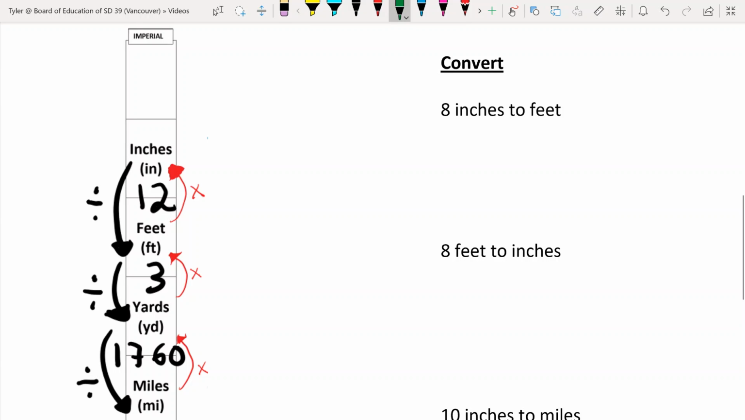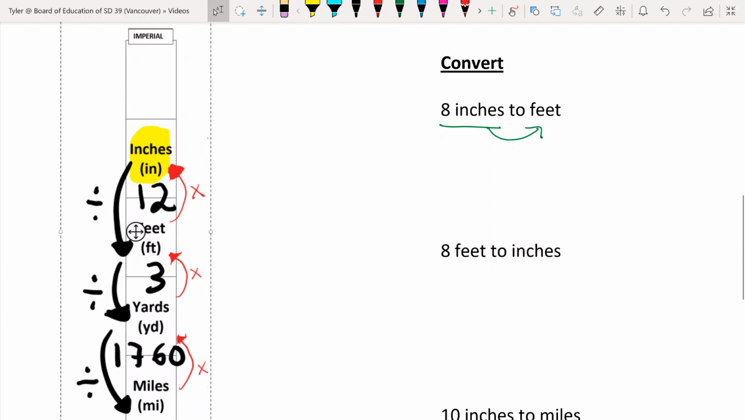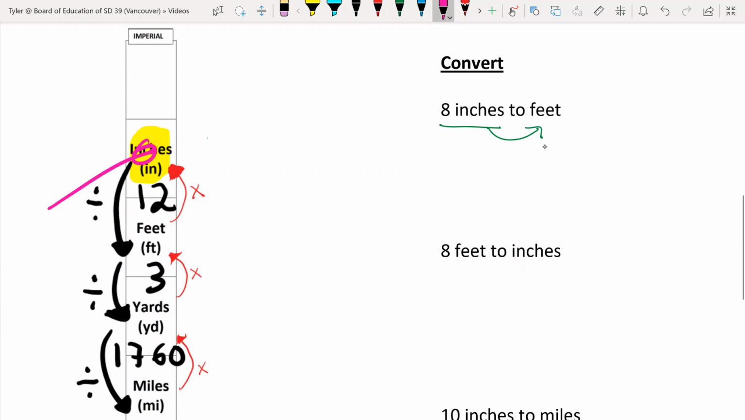So you take your question. We say we have 8 inches and we want to change it to feet. So what we do is we find where inches is on the sheet. I have inches right here. That's where I start. I put my finger there, whatever you want to do to remember. Then you want to find where you're trying to go. Well, I want to go down here to feet. So I need to follow the arrows. This arrow is going towards feet, so I'm going to use this one. If I was going from feet up, I would follow this red arrow on the side.